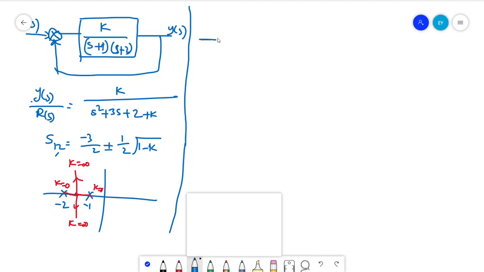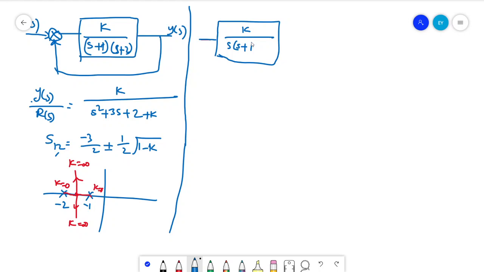So we have a closed loop system in which I'll just take the same plant and add an extra pole. The extra pole is nothing but a PI controller, right? You have an integrator, 1 by s into s plus 1 into s plus 2. Suppose you have a plant like this, taking the feedback y of s.